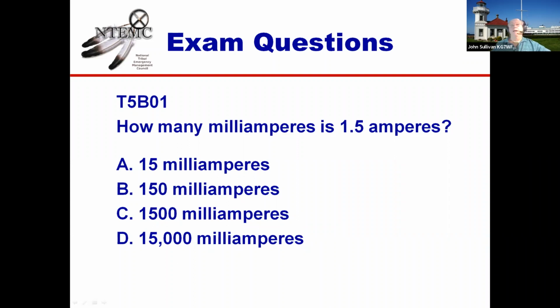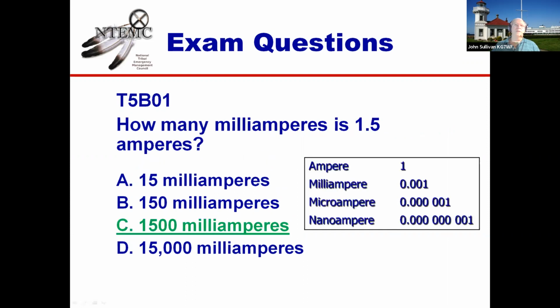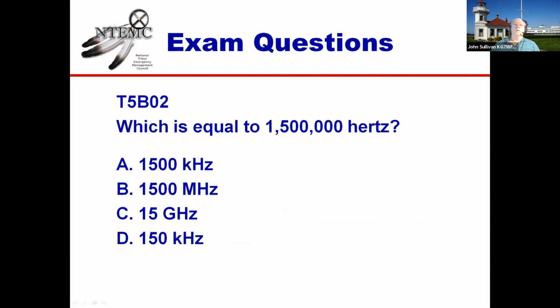All right, so how many milliamperes in 1.5 amps or amperes? Remember, millis are thousandths, so 1 ampere would be 1,000 milliamps, right? So 1.5 amps would be 1,500 milliamperes. Which is equal to 1,500,000 hertz.